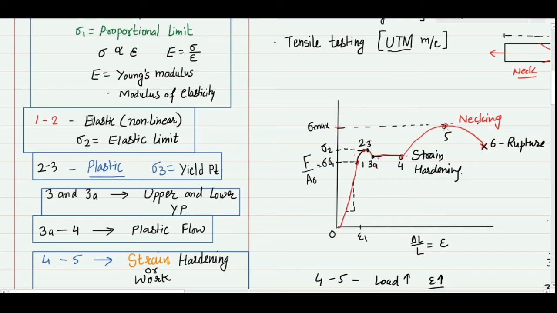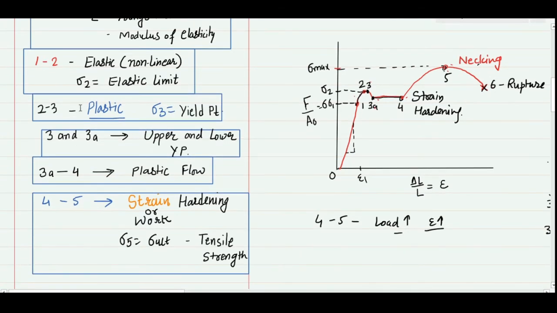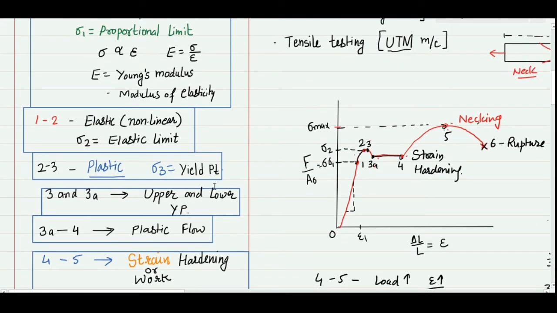From 1 to 2 is the elastic region, non-linear. 2 is the elastic limit. After 2, from 2 to 3, it's plastic. 3 becomes the yield point. After 3, from 3 to 3A, we call it the upper and lower yield point. From 3A to 4 it's a plastic flow, and from 4 to 5 there's strain hardening, and beyond 5 there's necking. So you have to remember all these points to answer the questions that come in competitive exams.